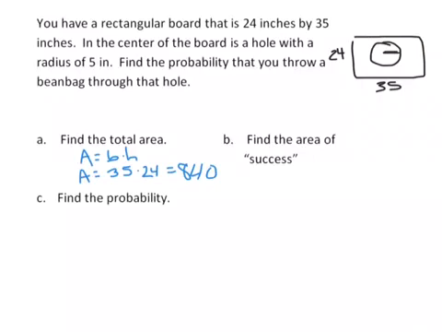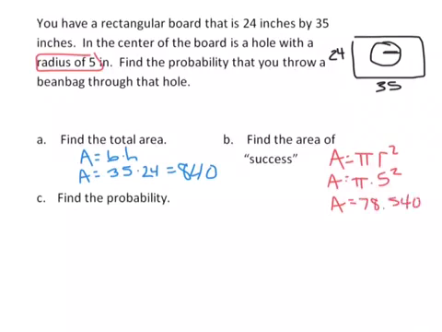Find the area of success. Well, success would be to have that beanbag drop through that hole. So we need to find the area of the circle, which is pi r squared. So pi times the radius of that circle, we said the radius is 5, squared, and we'll compute that. We get 78.540 if rounded accurately to 3 decimal places.